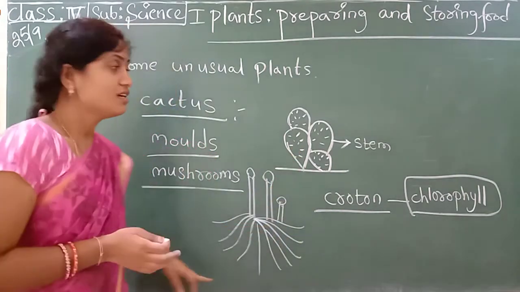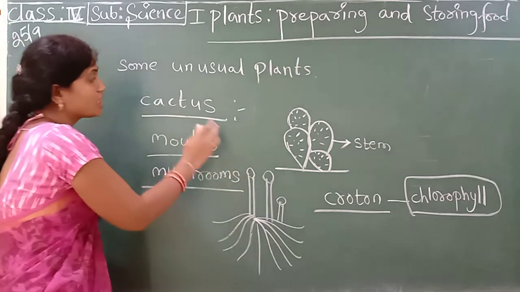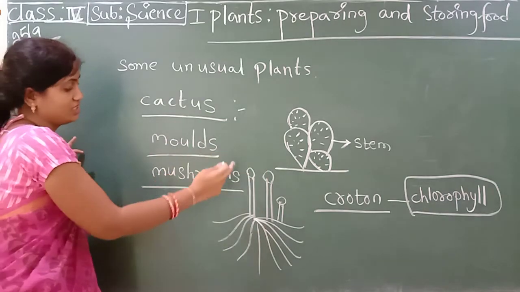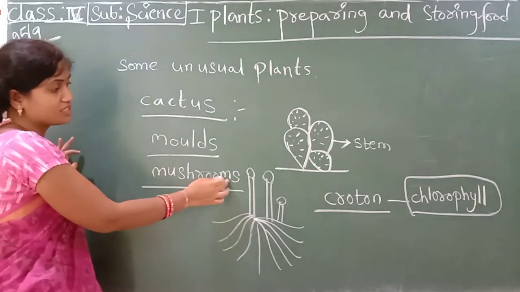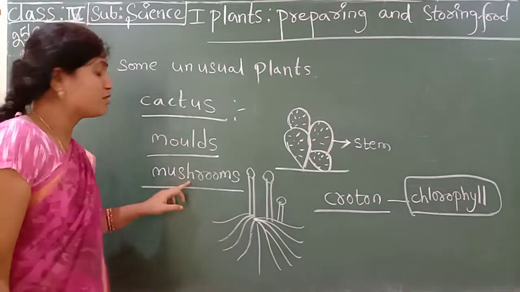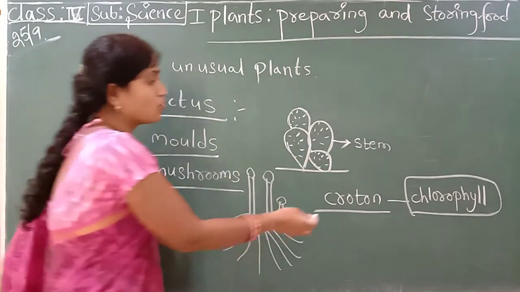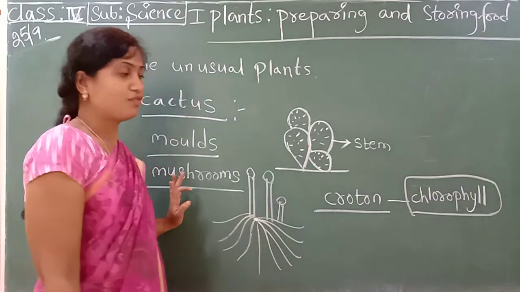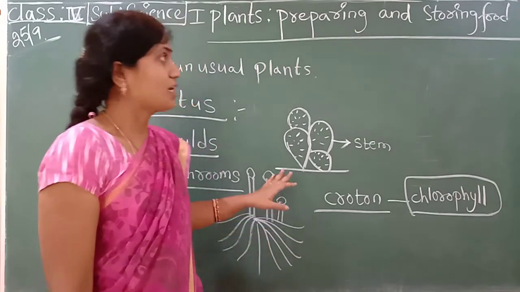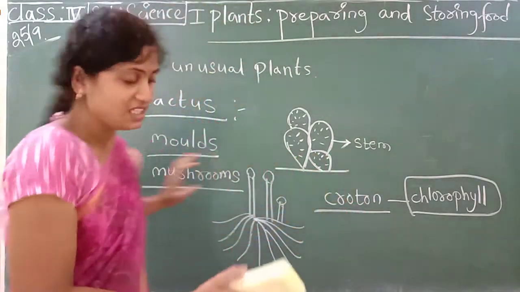Okay children, understand? Once again say cactus, molds and mushrooms, and croton. Cactus, C-A-C-T-U-S, cactus plant. It is a desert plant. Molds, these all are molds. Mushrooms, I already showed. This is the mushroom plant. Molds and mushrooms depend on decaying plants and animals. Next, croton. Croton can prepare its own food. It looks red in color. Okay, children, understand? Okay, next, energy flow in living things.